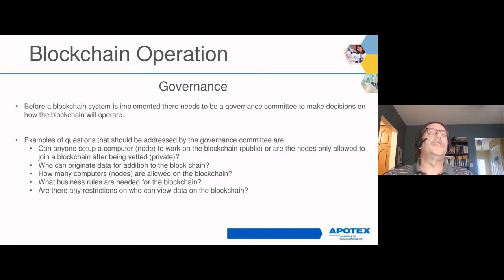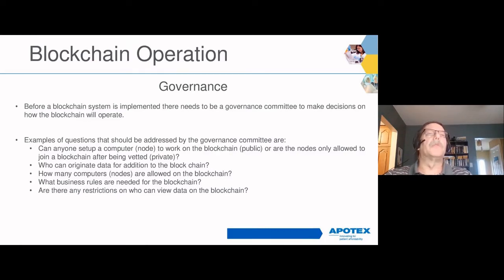Who can originate data for addition to the blockchain is another thing that you need to define at the start of operation. If you don't know who can originate data, you can't actually run a blockchain because you wouldn't be able to put together the blockchain itself and record anything.